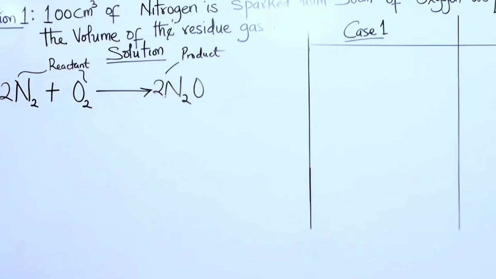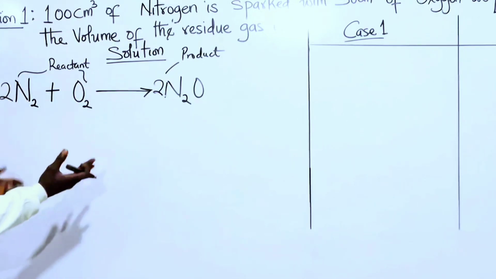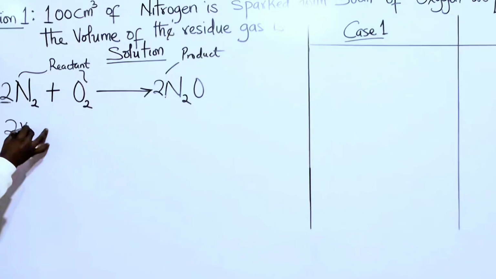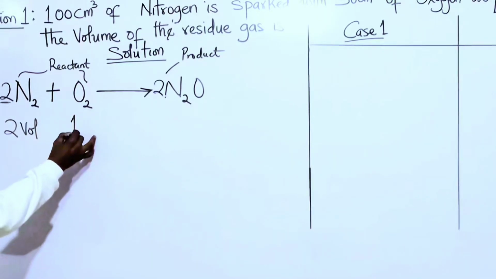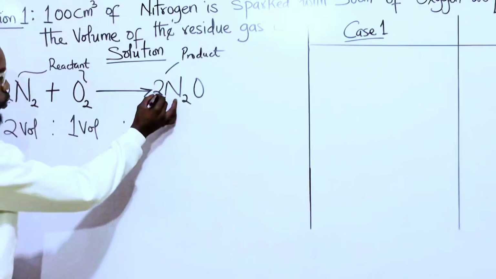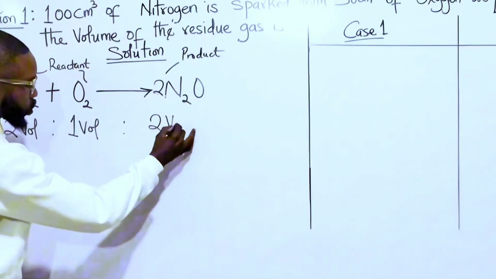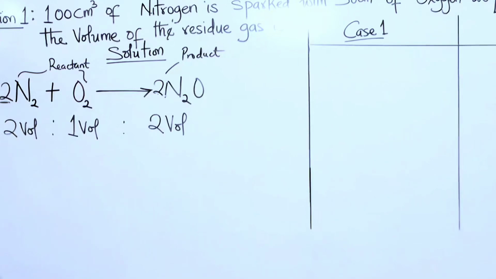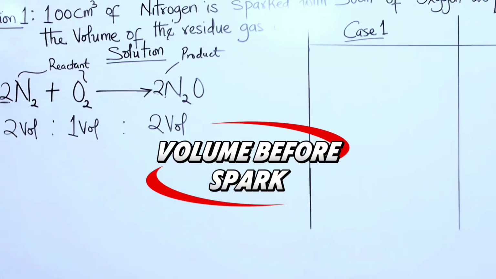If you can balance chemical reactions, it's very easy for us to understand. So the volume, we are balancing their mole with their volume. We have 2 moles here, that's 2 volumes here. Here we have just 1 volume, right? They do so in simple ratio. Here we also have 2 volumes in moles. But this is just the first part of it. We are looking at the volume before spark.